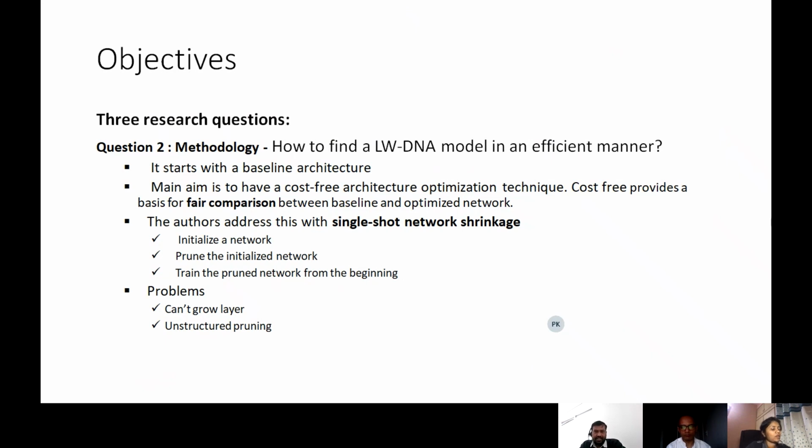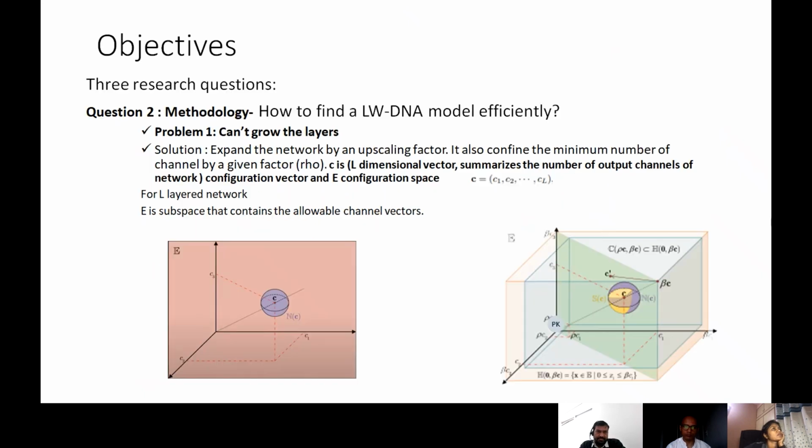So first they initialize the network, then they prune this, like reduce the number of weights in the initialized network, and then they train the pruned network right from the beginning. But with this approach, there are two problems. One is that they cannot grow the layer, and the second one is unstructured pruning. Next, we will see how they solve these two problems.